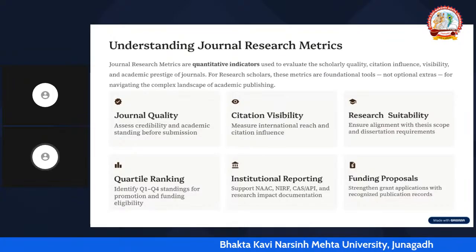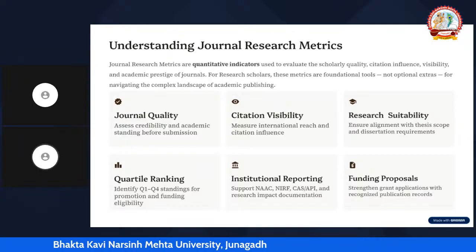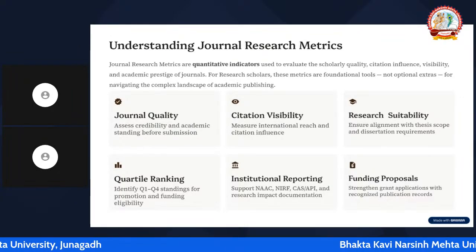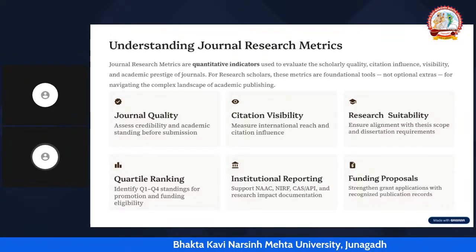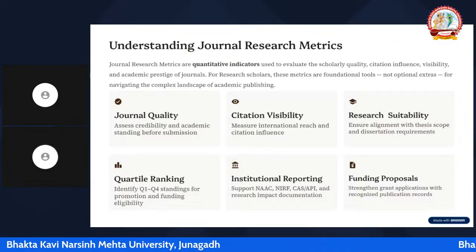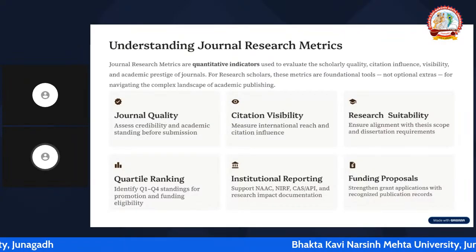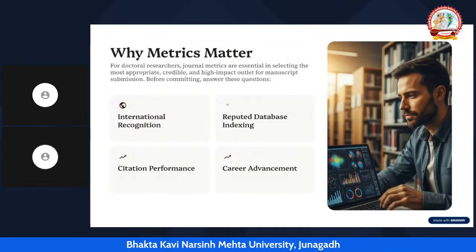Institutional reporting and funding proposals. With the help of good journals, we can make proposals for funding. DST as well as Anusandhan also provide some funding support to researchers. So you can publish your paper in such kinds of reputed journals. Why are journal metrics required?